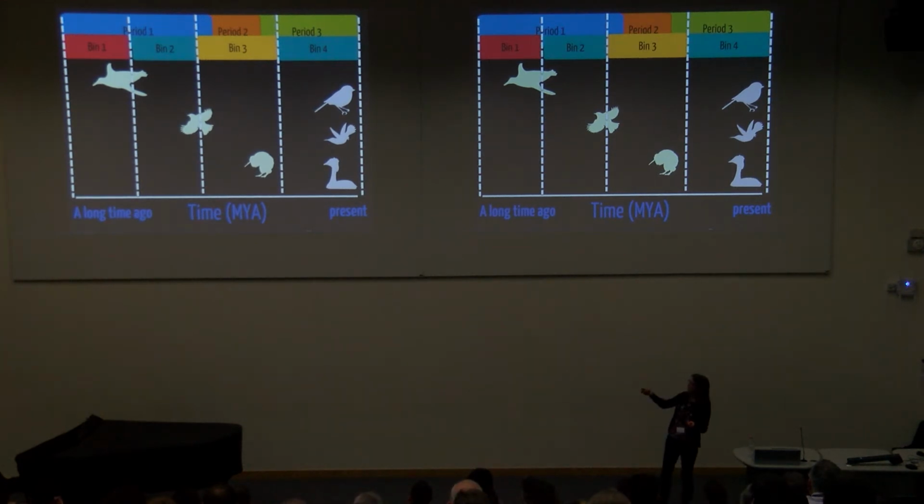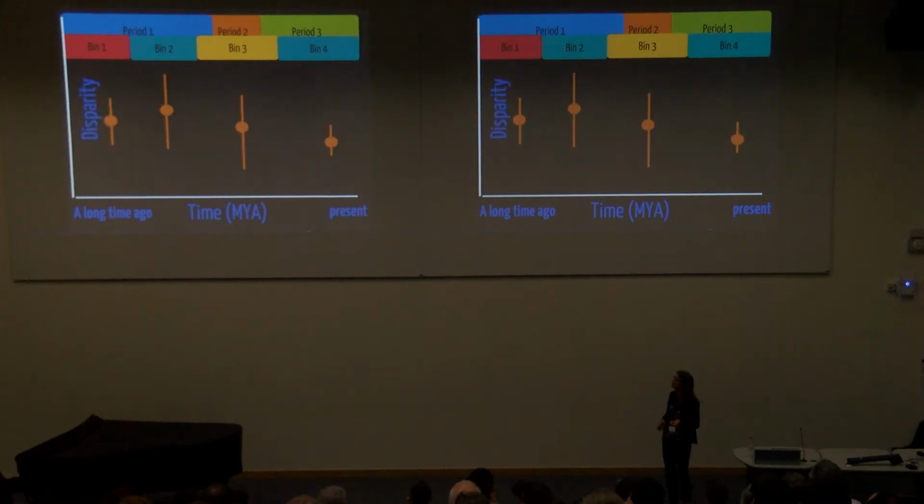So instead, we've got these bins. And so here we've got vaguely equally sized bins, and we've got different taxa falling within those. And again, we can go away and calculate disparity for each of those.